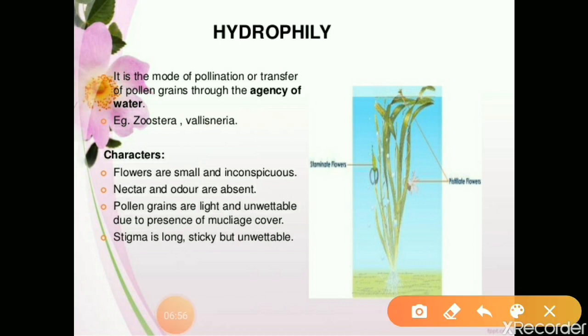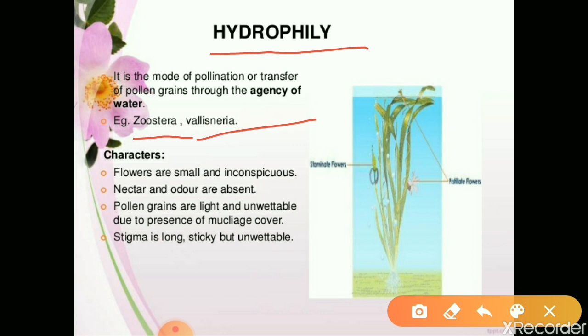Next we can learn hydrophily. What is hydrophily? The pollination which takes place by the help of water is known as hydrophily. Next, examples: Zostera, Vallisneria. In these flowers, which type of pollination takes place? Water pollination, or hydrophily, takes place.